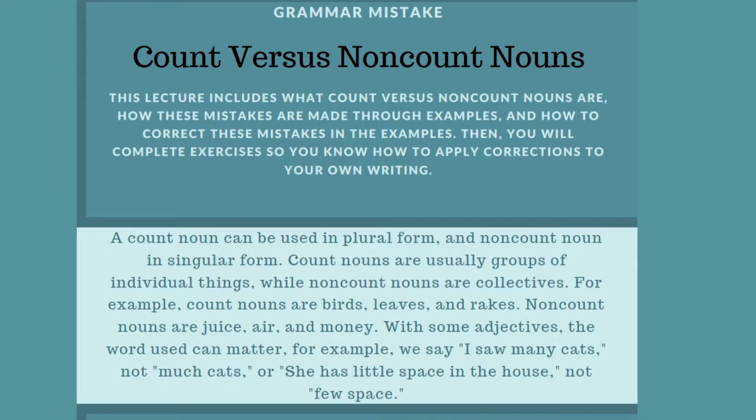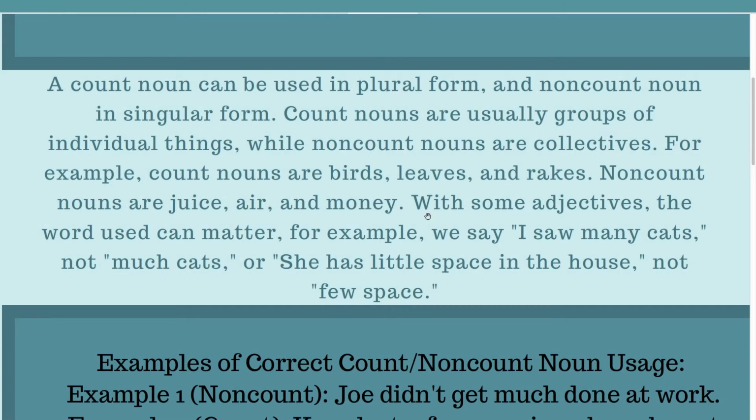It's probably easiest just to read this, so bear with me. I try not to read directly off the screen the whole time because that can get boring. And so I want to read it this time because it's easier just to follow, and then we'll talk about it. A count noun can be used in plural form and a non-count noun in singular form. Count nouns are usually groups of individual things, while non-count nouns are collectives. For example, count nouns are birds, leaves, rakes, and non-count nouns are juice, air, and money.